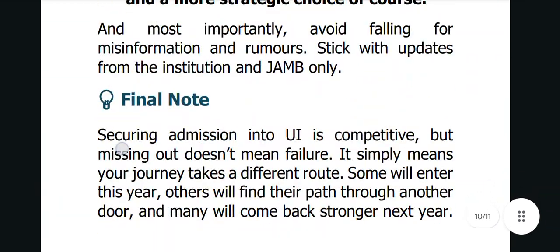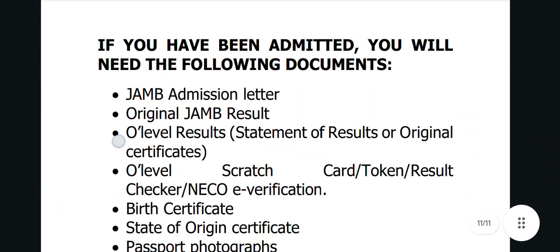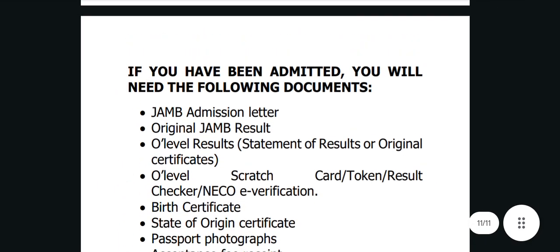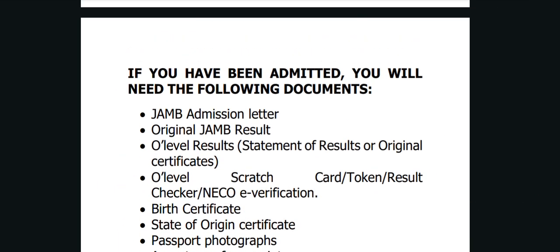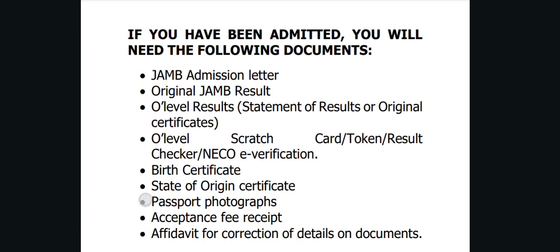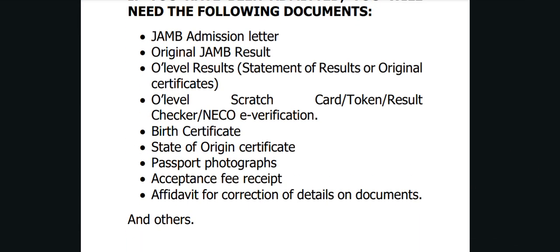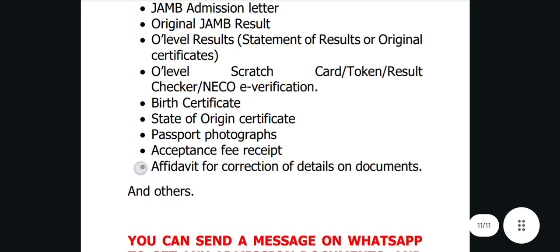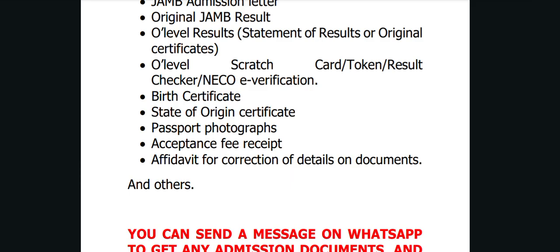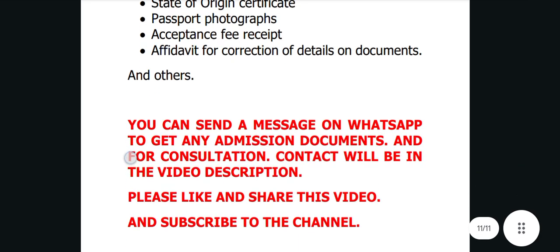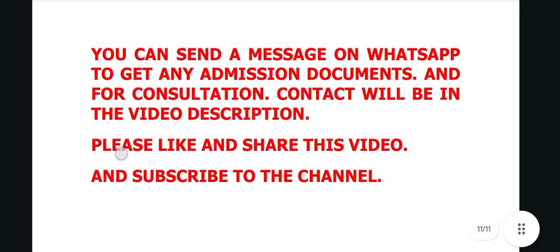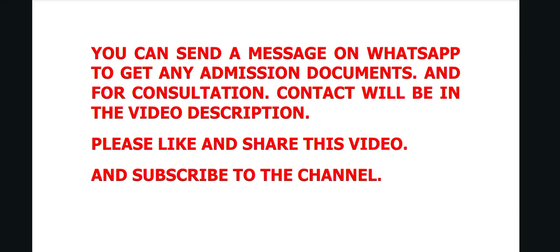For other people who are candidates of another institution and have been admitted, there are some documents you are going to need. Normally, you are going to need your admission letter, your JAMB admission letter, original JAMB results, your O-level result or original certificate. You are going to need a scratch card to check your result token and all that, and some other things.